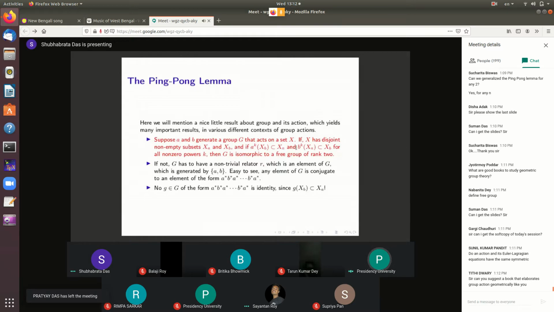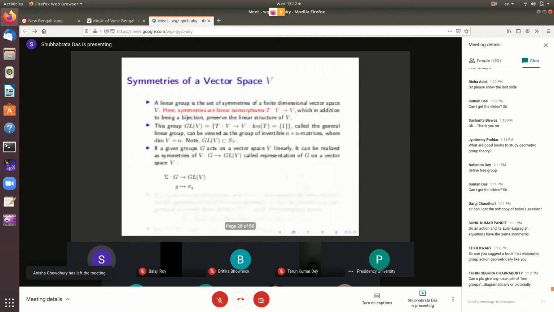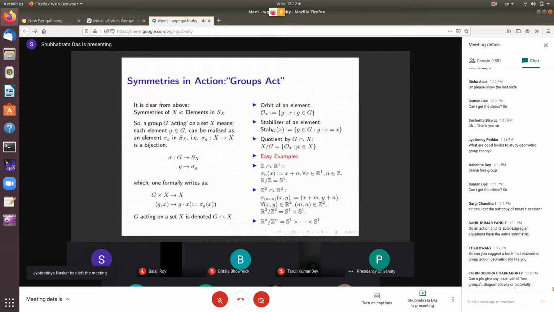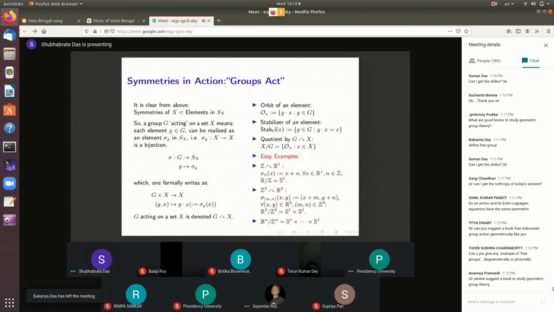Someone is asking what is the stabilizer of a group. I didn't mention a stabilizer of a group. I said that when a group G is acting on a space X, there is a stabilizer of an element, the stabilizer subgroup of that element, which is the collection of group elements that fix that element. The name itself suggests that it should stabilize X.